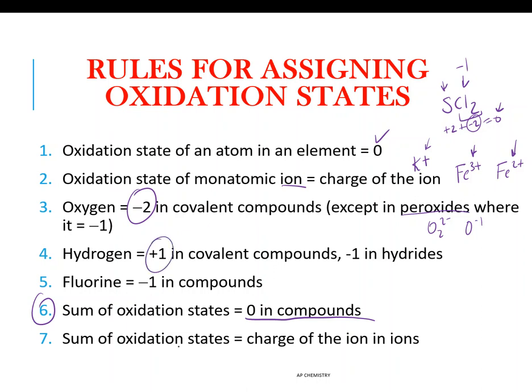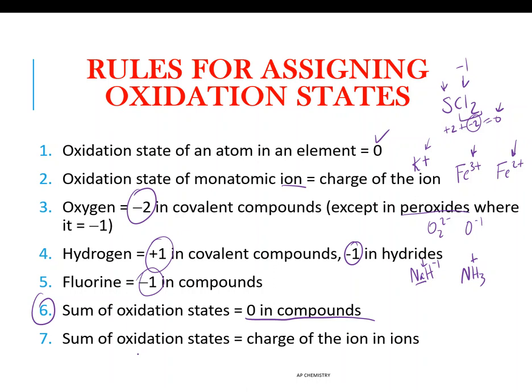That's why I say covalent compounds. It's only -1 if it's in a hydride. So like NaH like this with a metal, this is when it's acting as a hydride and it would be -1. But if it's like in ammonia like this, all nonmetals, it gets the +1. That's the idea there. Fluorine is always -1.